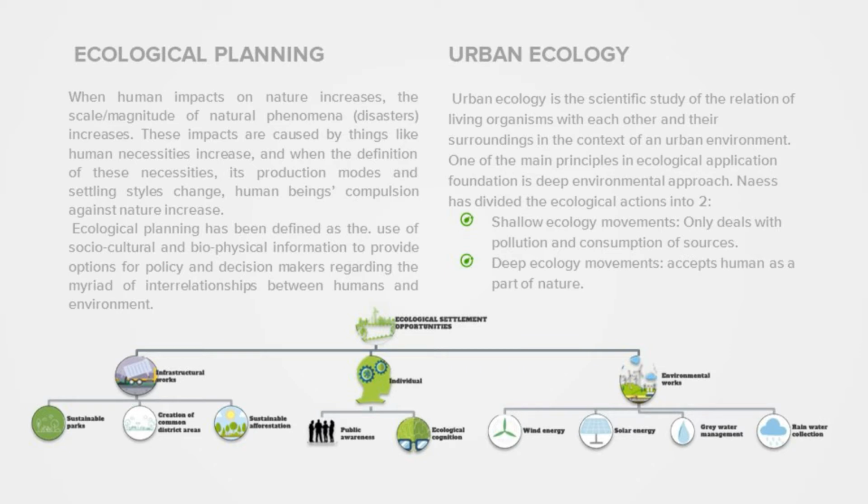Another thing I would like to talk about is ecological planning. Firstly, what is ecological planning? It can be defined as the use of socio-cultural and biophysical information to provide options for policy and decision makers regarding the interaction between humans and their environment. Because, as we all know, the more impact humans have on their natural environments, the more we increase the scale and magnitude of natural phenomena happening in the same ecological systems, either directly or indirectly.